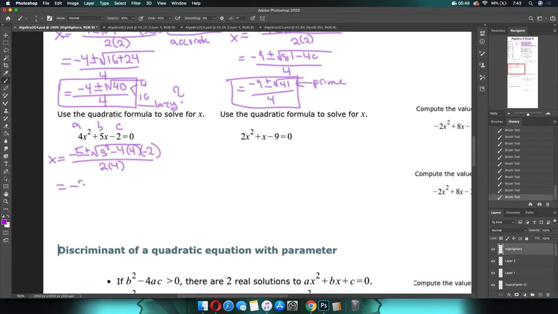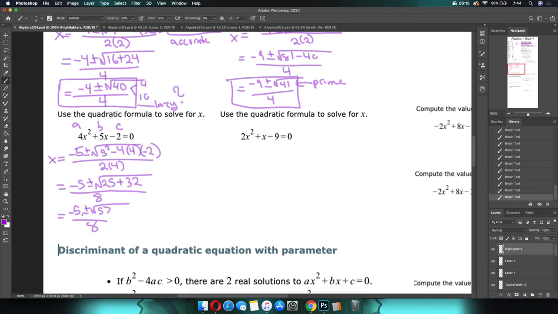Alright, so that's negative 5 plus or minus 5 squared is 25. Double negative is a positive. 4 times 4 is 16. 16 times 2 is 32. And again, if math facts are not your thing, you can use a calculator for this. It's just that as a human calculator, I can do these computations pretty quickly in my head. Plus or minus 25 plus 32 is 57.